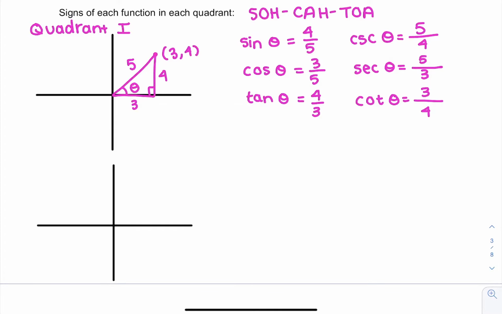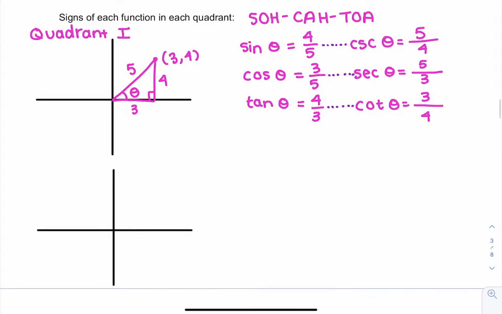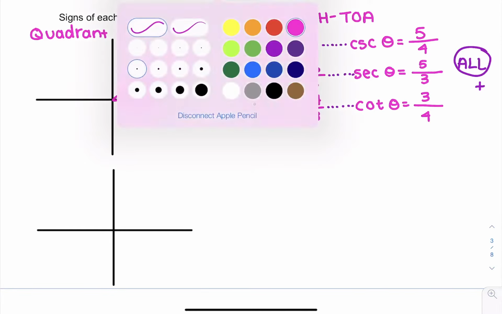So notice if sine is positive, then cosecant's got to be positive. If cosine's positive, then secant has to be positive. And if tangent's positive, then cotangent has to be positive because all you're doing is flipping. So we realize in this quadrant 1 that all of the functions are positive. Let's see what happens in quadrant 2.